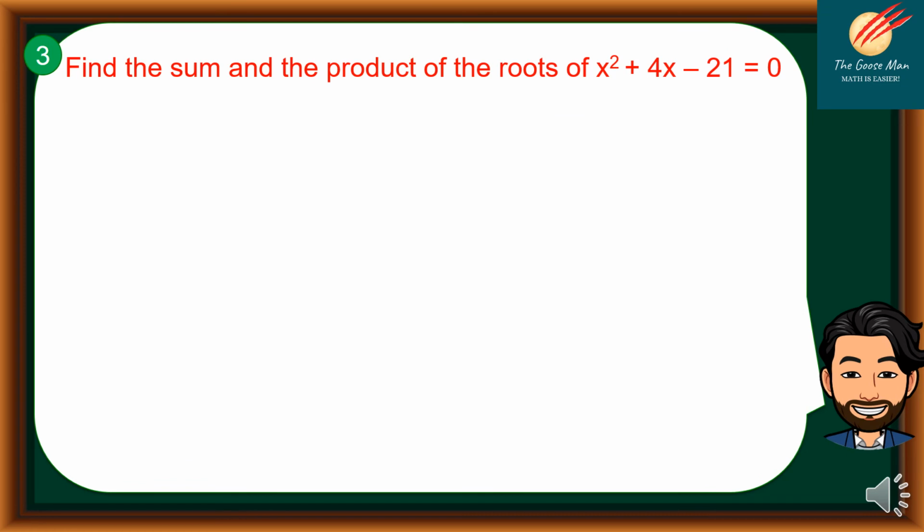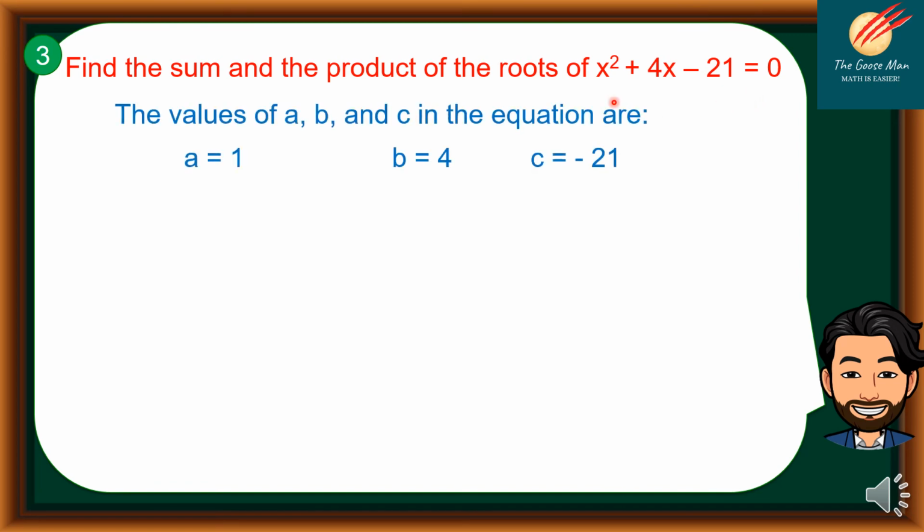Let's move on to example number 3. Find the sum and the product of the roots of x squared plus 4x minus 21 equals 0. By inspection, this is already in standard form. So the values of a, b, and c respectively are the following. a is equal to 1, b is equal to 4, and our constant c is equal to negative 21.